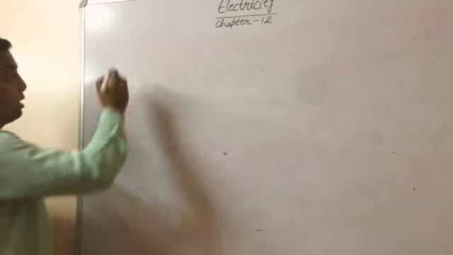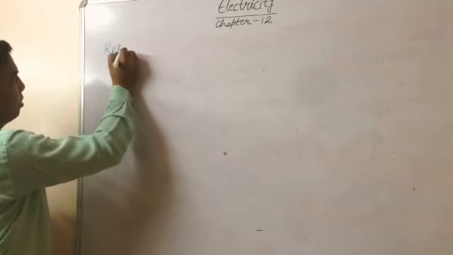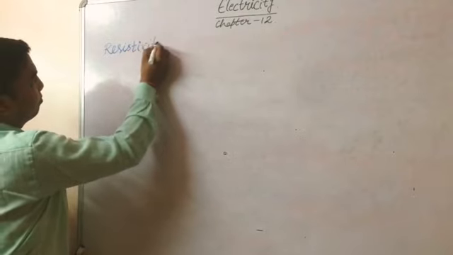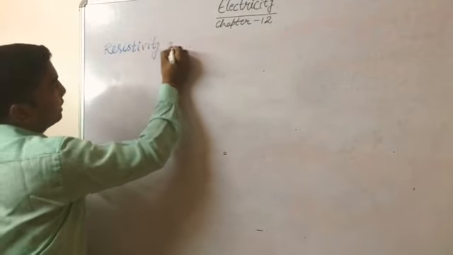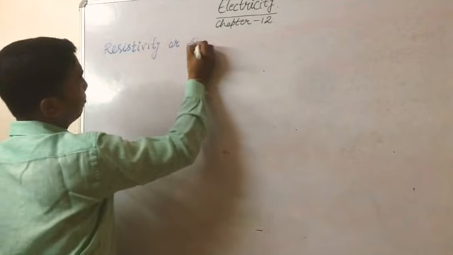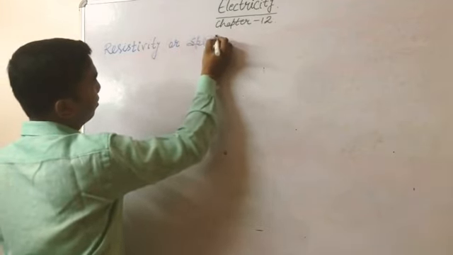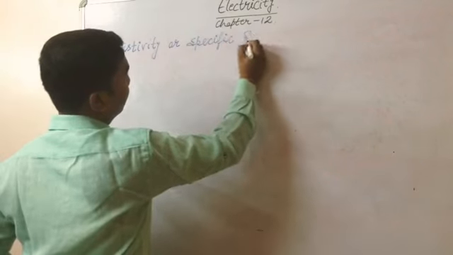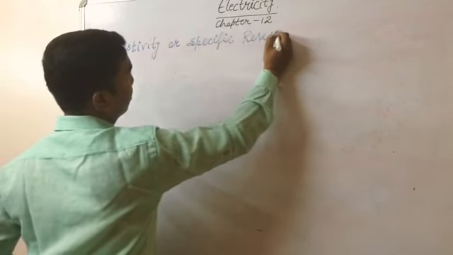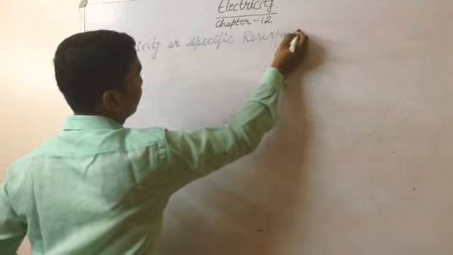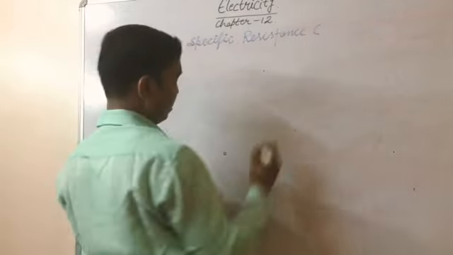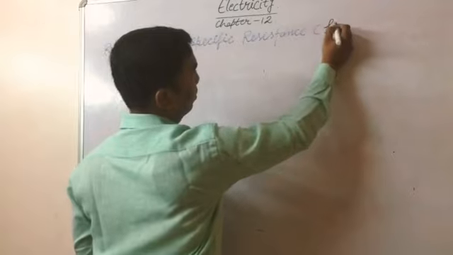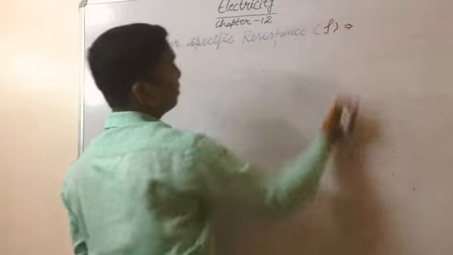So the topic that I am starting, resistivity, or you can say specific resistance. Its symbol is rho. Okay.